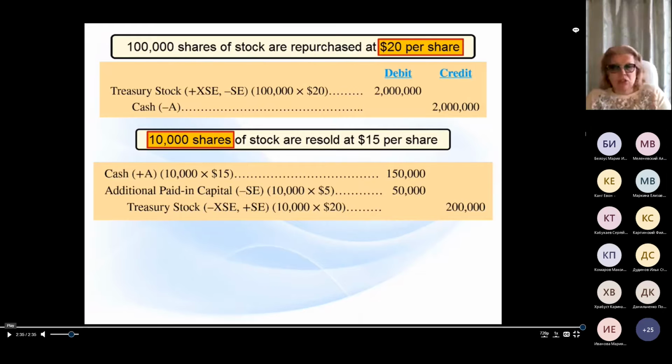So, dear students, this is some technical questions concerning accounting treatment and preparing accounting entries. But I would like to focus your attention first of all on the characteristic of the treasury shares. Maybe I can open.